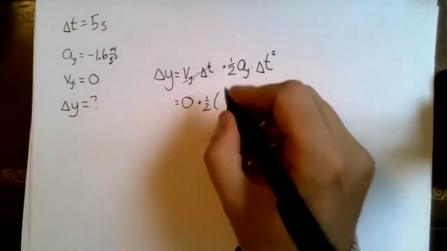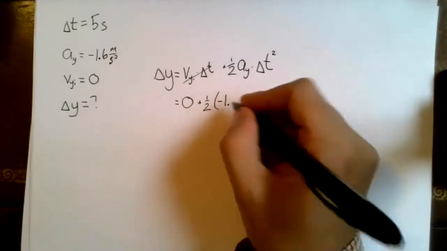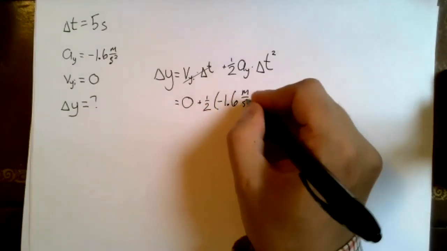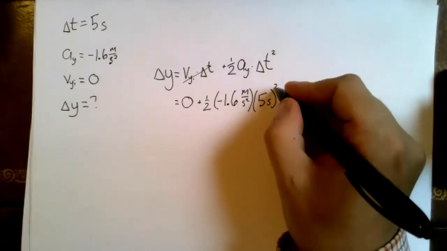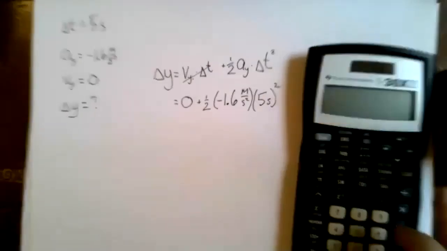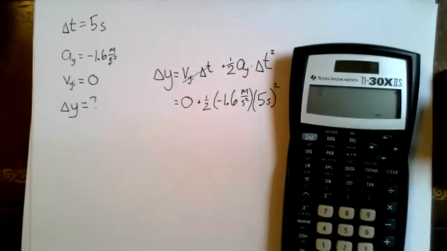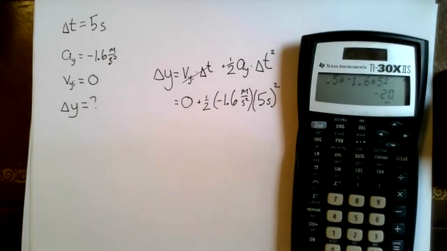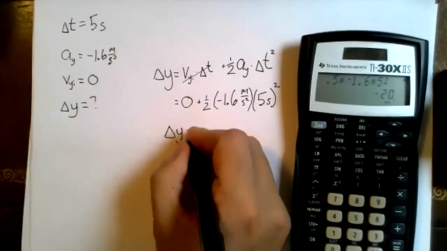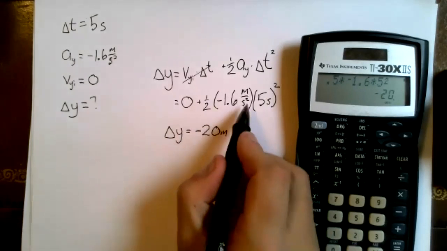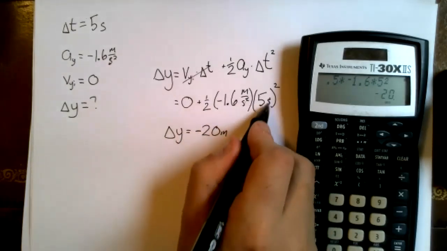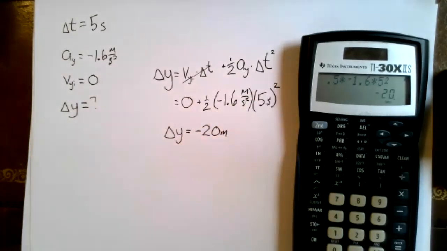Plus 1/2, our acceleration is not negative 9.8 because we're on the moon this time, so it's negative 1.6 meters per second squared times 5 seconds, and that's squared. So I want to do 0.5 times negative 1.6 times 5 squared, and I get negative 20. So my delta Y is negative 20 meters, right? Because I've got seconds squared down here, and a second squared in the numerator, so the seconds cancel out and leave us with meters.